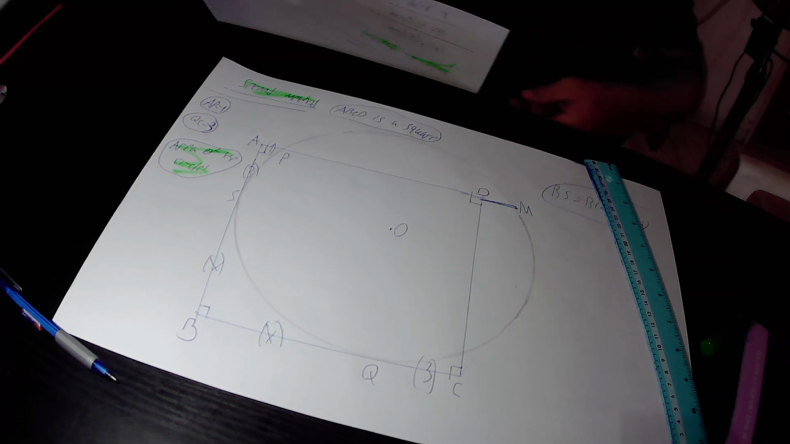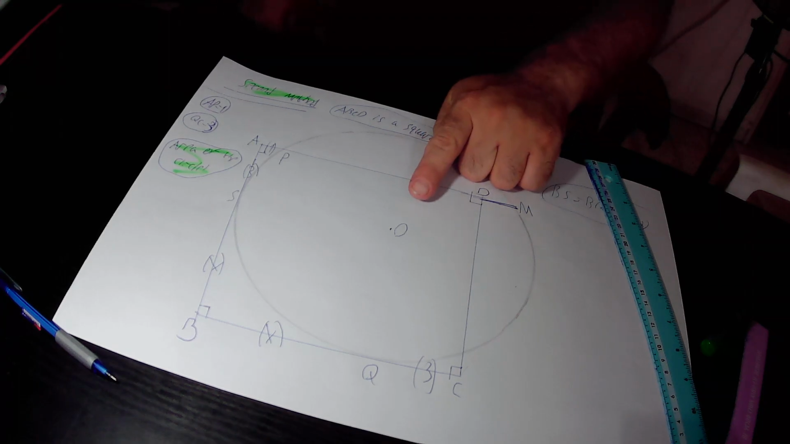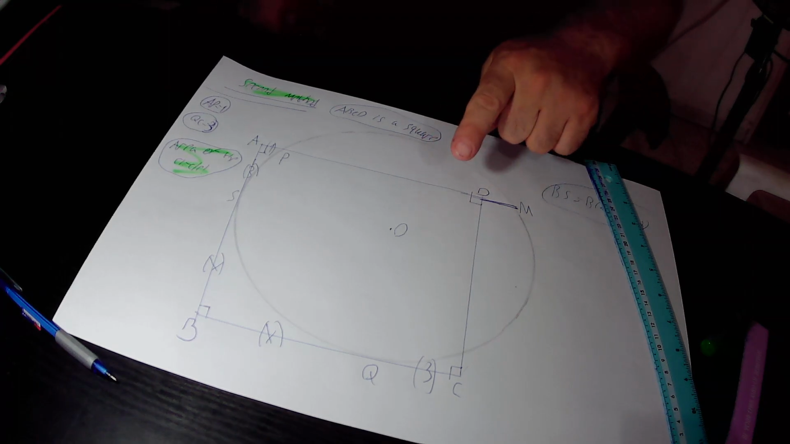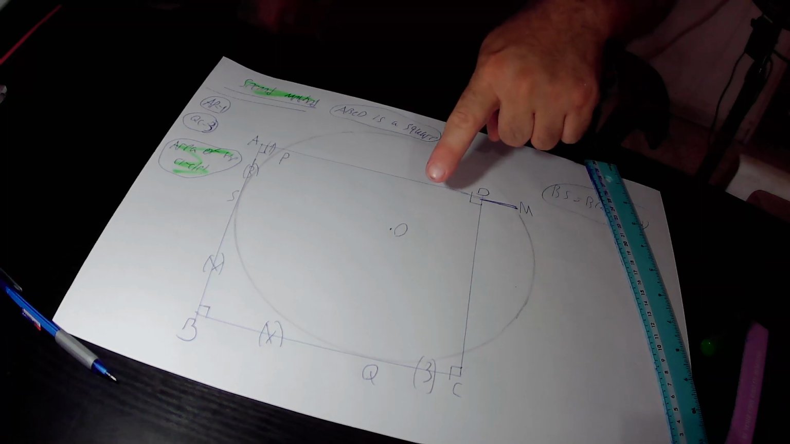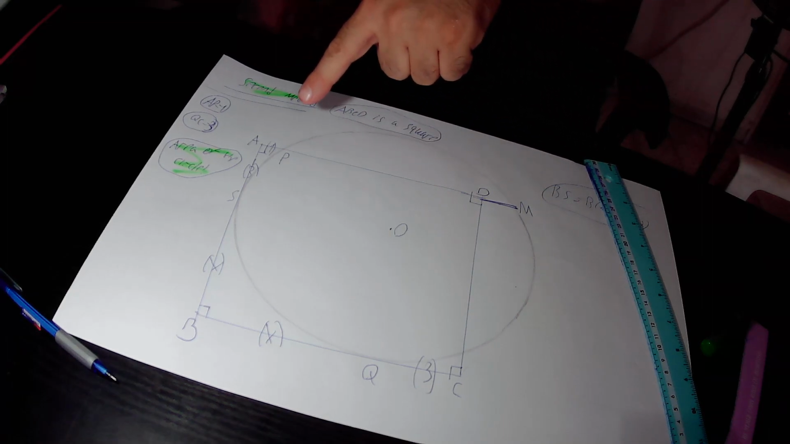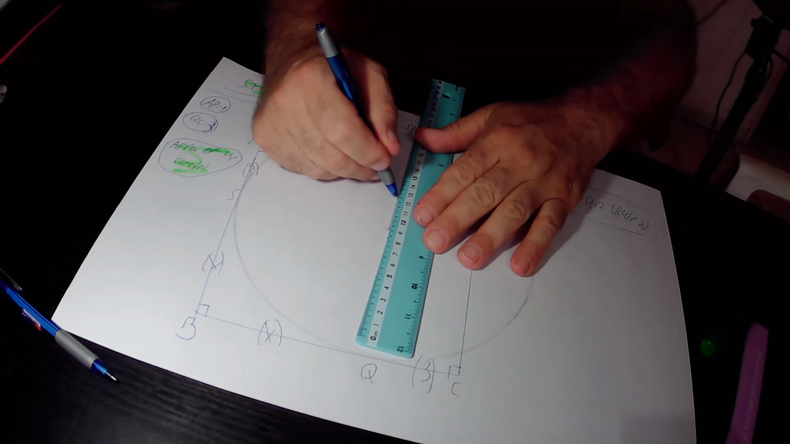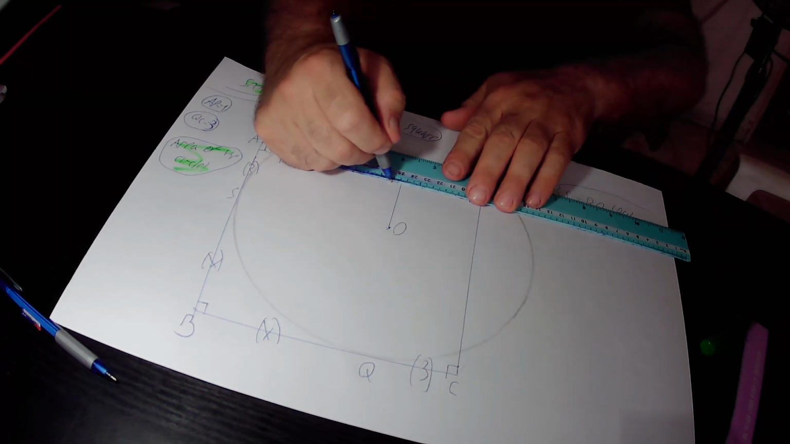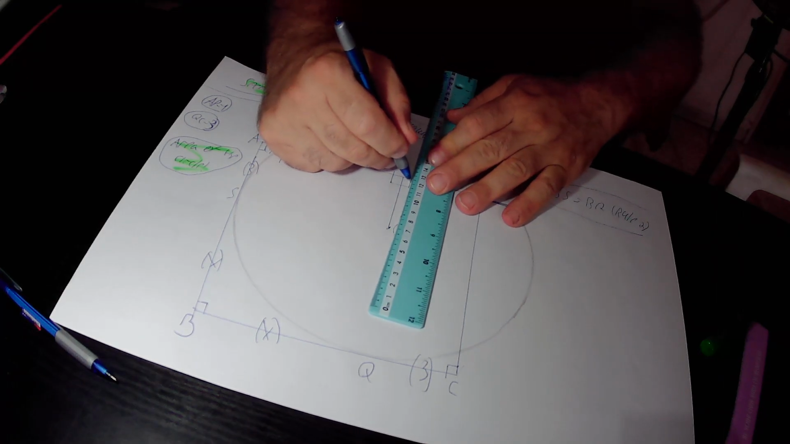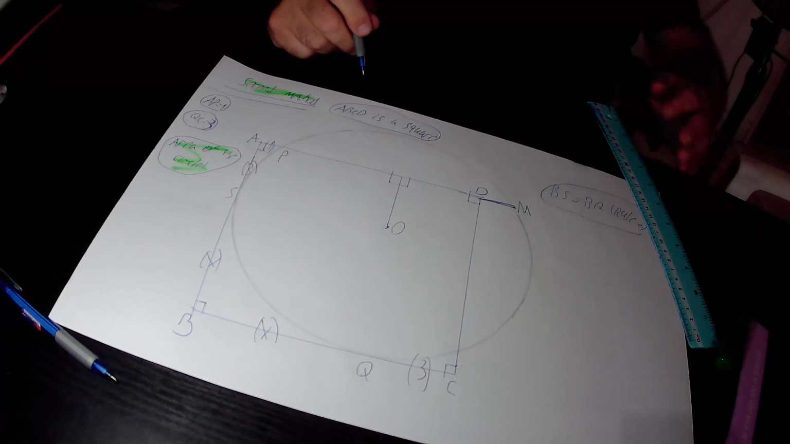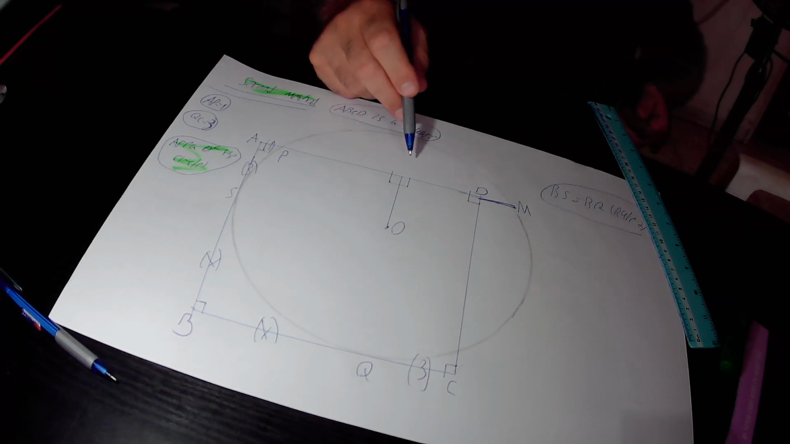In the next step, we'll do a construction. From point O, the center of the circle, we'll draw a perpendicular on chord PM. So this angle equals 90 degrees, and this angle also equals 90 degrees according to our construction. We define the touching point of the perpendicular from point O and chord PM as point N.